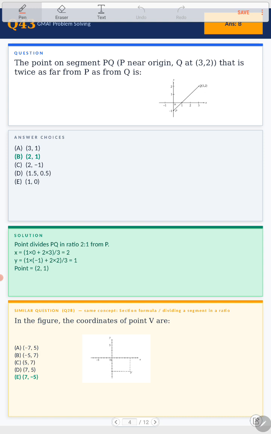Now solving question number 43. We are only looking for, if we divide this into 3 places, let's say we divide 1, and so we divide this into 3 places, and we are looking for a point on a segment PQ that is twice from P, that is here. This point here is 2 times from P as is from Q. We trace this to find the Y and trace this to find the S. S is 2, Y is 1. This is correct.